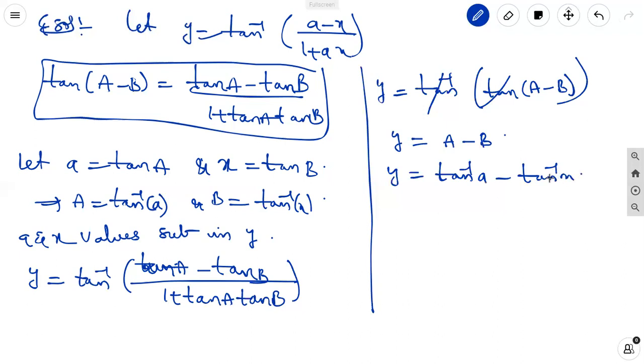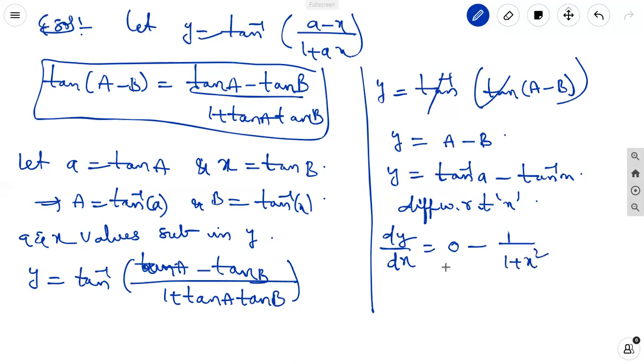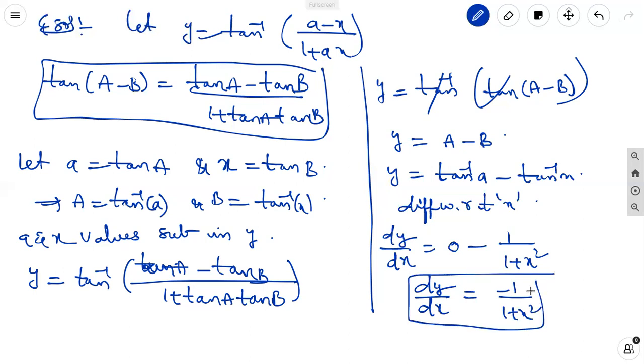Now we are differentiating y with respect to x. Then dy by dx equal to, here tan inverse a means a is a constant, its derivative is 0, minus the derivative of tan inverse x, which is 1 by 1 plus x square. So the answer is dy by dx equal to minus 1 by 1 plus x square. It is the simpler form. Okay. Next, the fifth one.